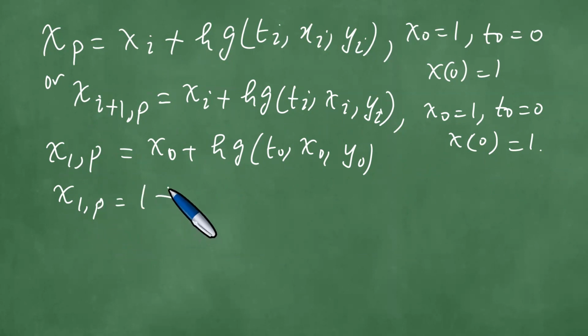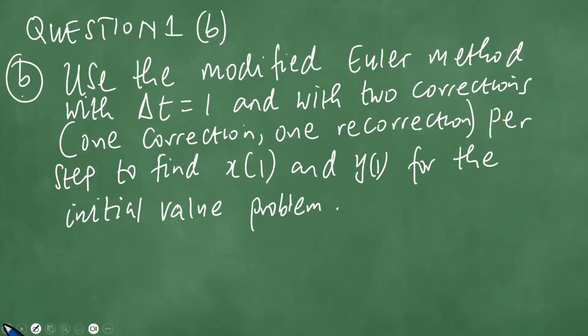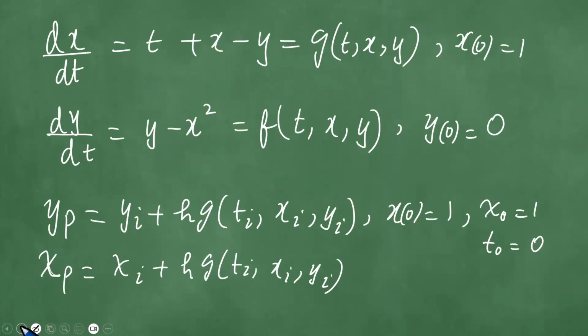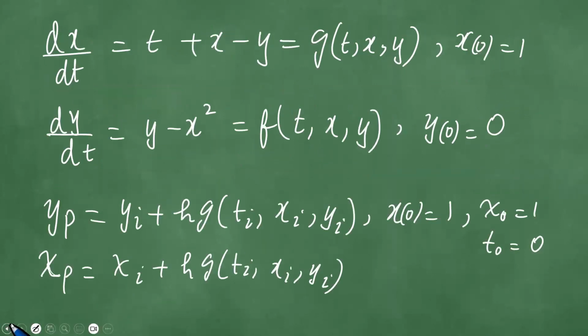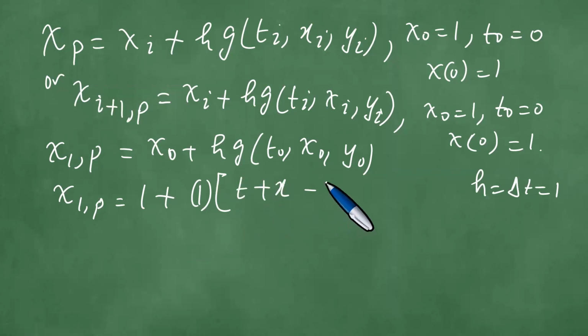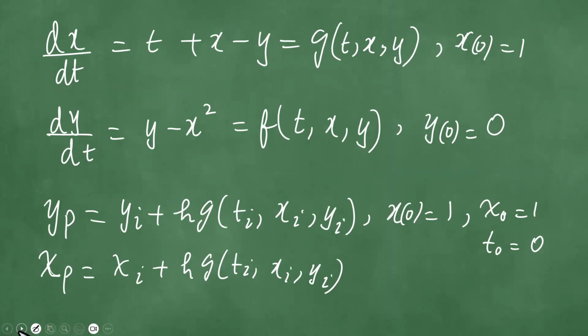So x_1p is the same as x_0. What is x_0? It is 1. What is the h? The h for this one is in the question: use the modified Euler with delta t equals 1. So the change is 1, and that is our h. So we continue using h, which is delta t equals 1. Then g becomes t plus x minus y, because we chose g to be dx/dt. That's fine.